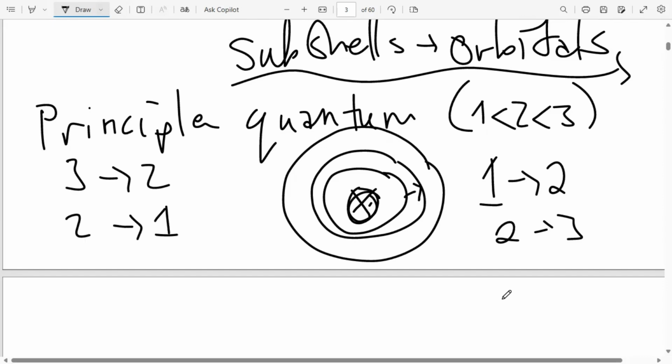And what does this depict? That means if an electron is moving from the third shell to the second shell, that electron is losing energy. Energy has been lost by that electron, and it has transitioned to an energy level of lower energy than the previous one. The opposite is the case when you're transitioning from 1 to 2, because here there is a gain of energy. An electron is gaining energy.